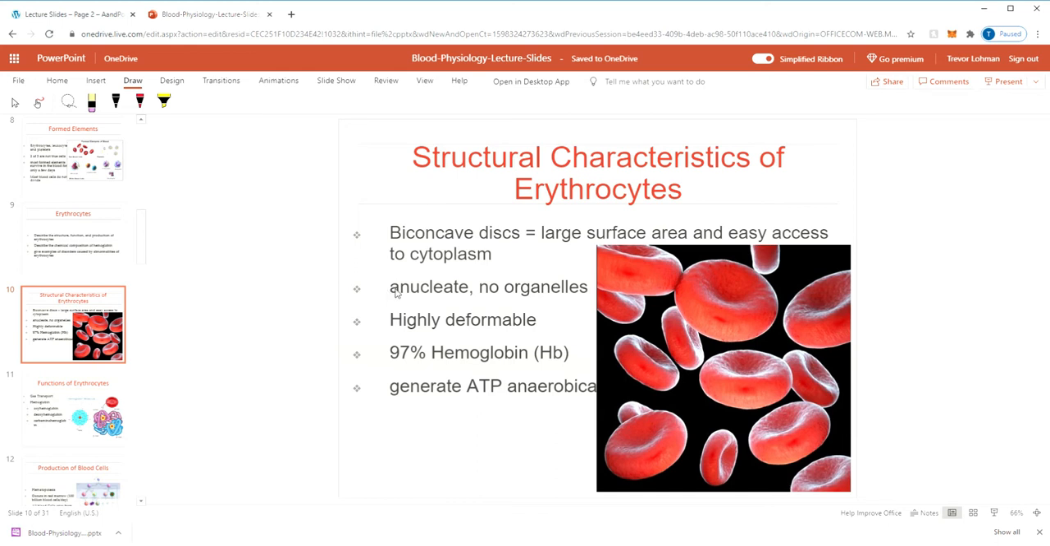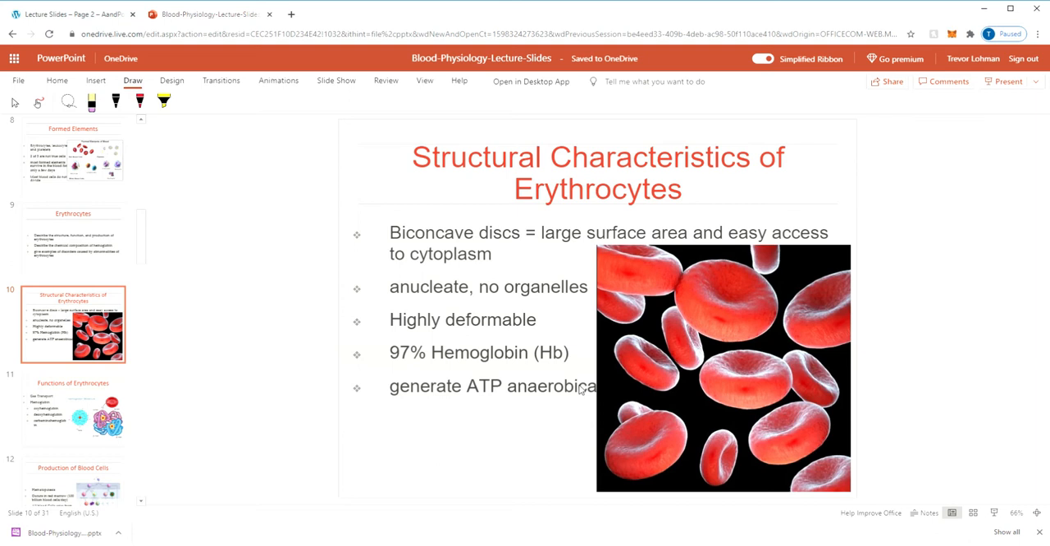Anyway, red blood cells are anucleate and they have no organelles. So they're literally a bag of hemoglobin. They're 97% hemoglobin. I said Hg, I guess I should have said Hb, sorry. They're highly deformable, so they can move through very small capillaries. And they generate ATP anaerobically because number one, there's no mitochondria, but number two, you don't want to consume the oxygen that you're trying to transport.